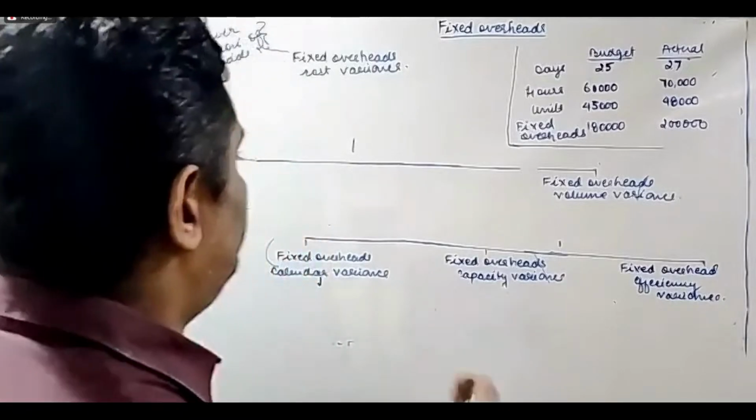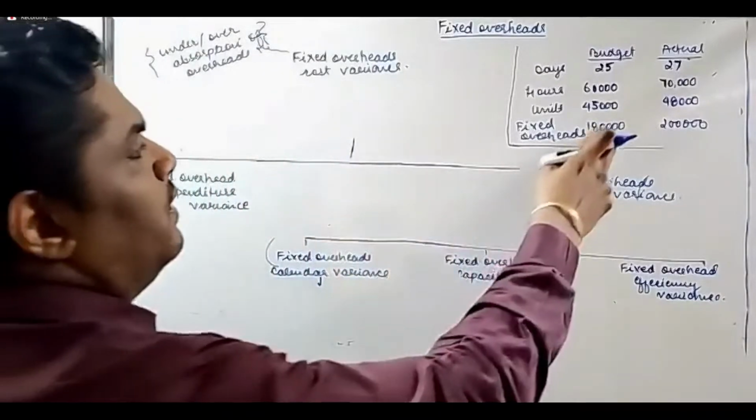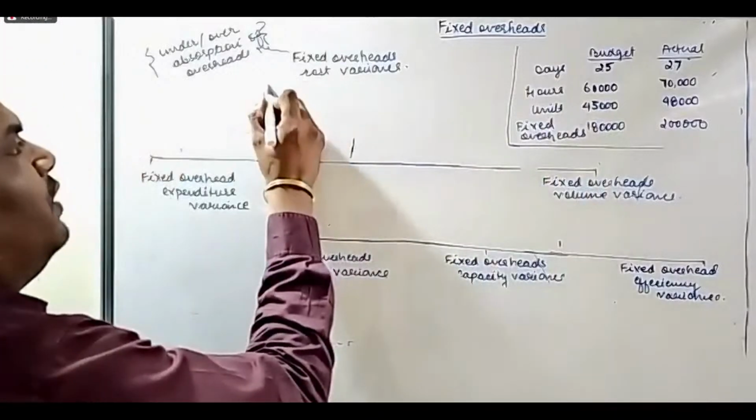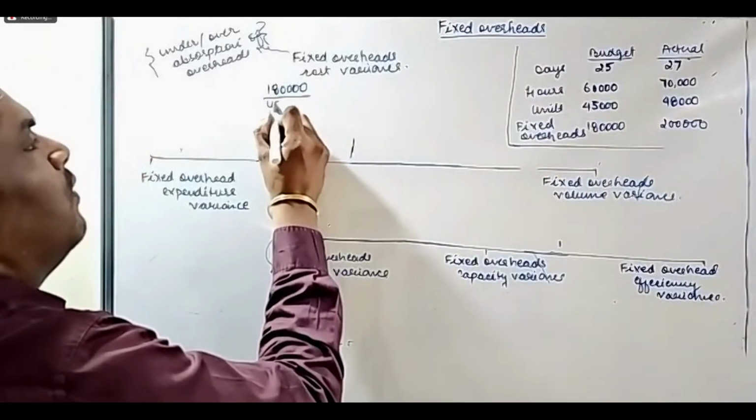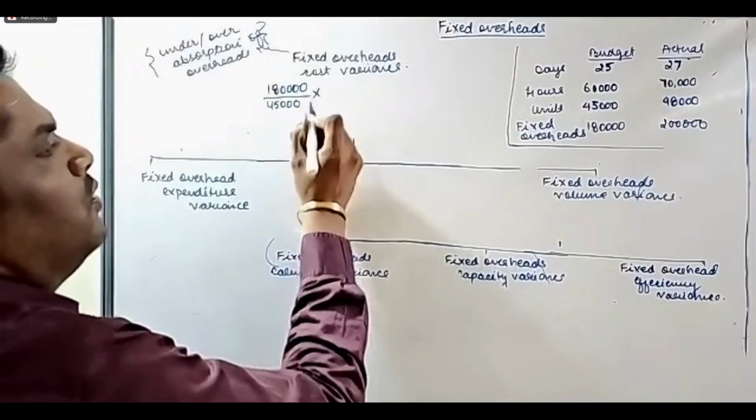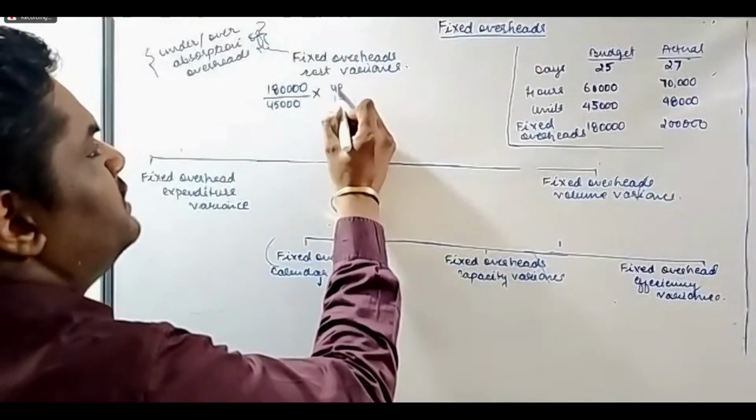So solving it for your reference again now. 1,80,000 overheads for 45,000 units. So for 48,000 units, how much?